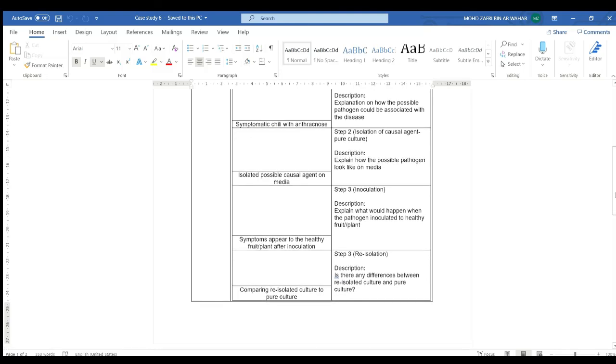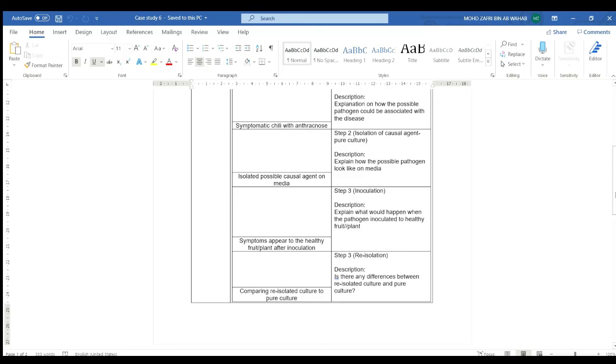So in this step, inoculation, you will use the pure culture to inoculate the healthy plant or healthy fruits. So what will happen to the healthy fruit when we inoculate it with the pathogen, the possible causal agent? Okay, so you have to show what the symptom is. Of course, you can use figures from the internet.